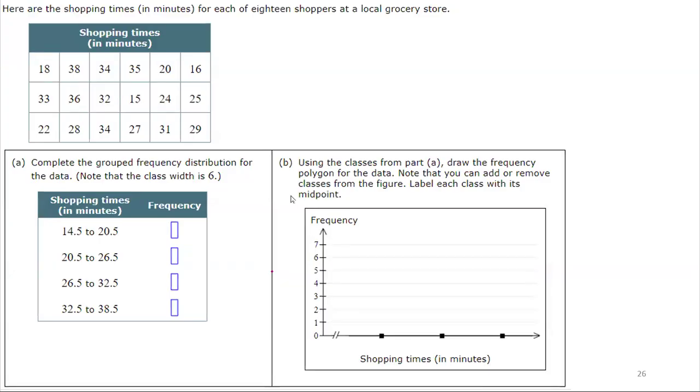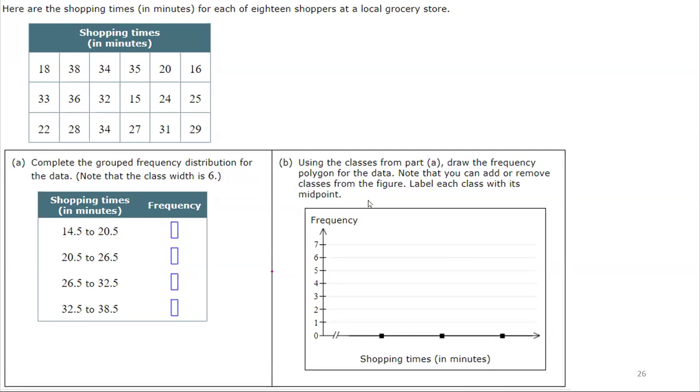This one is saying here are the shopping times in minutes for each of the 18 shoppers at a local grocery store. These are the shopping times in minutes. Part A says complete the group frequency distribution for the data. And part B, using the classes from part A, draw the frequency polygon for the data. Note that you can add or remove classes from the figure.